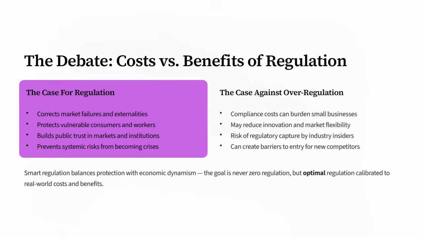This slide presents a central debate. Effective regulation must balance protection with economic dynamism. Regulation can correct market failures, protect vulnerable consumers and workers, strengthen trust, and prevent systemic risks from escalating into crises. But overregulation can impose significant compliance costs, especially on small businesses. It may also limit innovation and flexibility, encourage regulatory capture, or create barriers for new competitors. The goal, then, is not zero regulation. It is smart, targeted regulation, calibrated to the real-world costs and benefits of each situation.